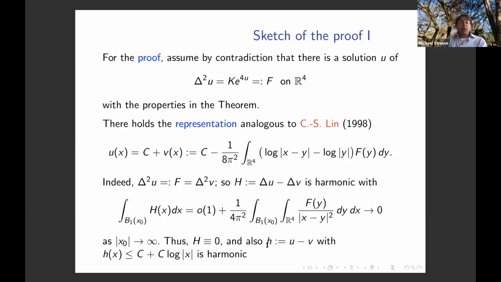And now note that because u is bounded from above, and v, by the formula which is explicit here, satisfies the bound v of x is less than a constant times log x for large x. Because of this upper bound for little h, you can conclude that little h must be a constant. For instance, you can look at the mean value estimate for the gradient of little h and then conclude that the gradient has to vanish identically. So that proves this representation formula.